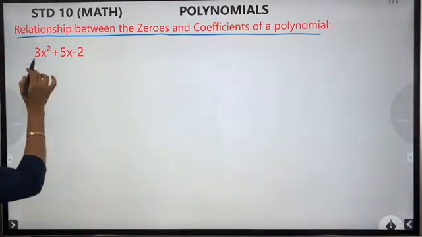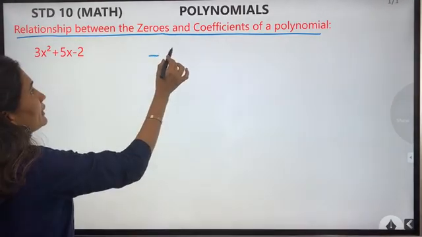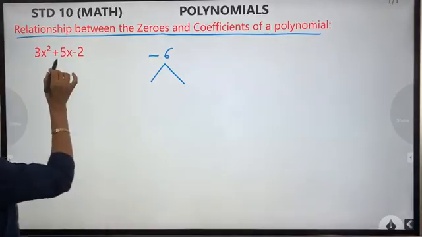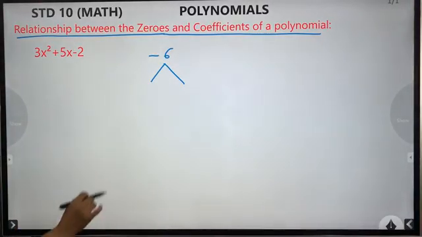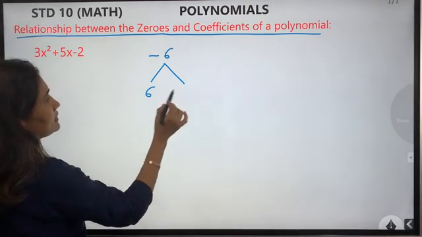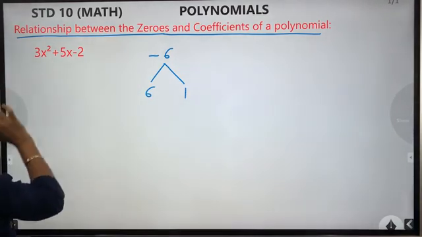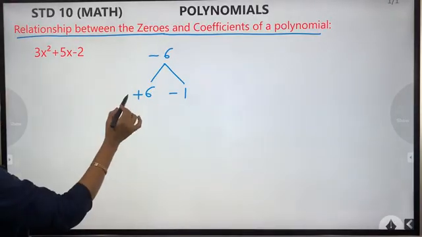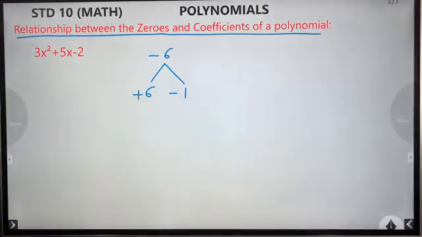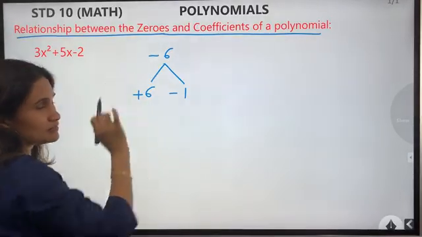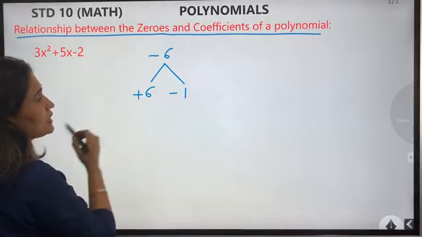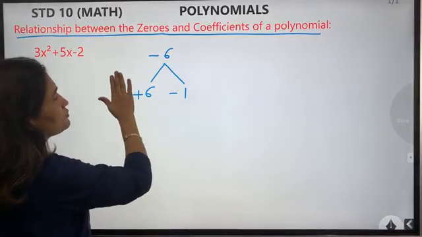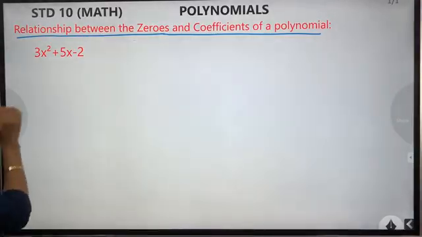So when I split the middle term, I have 3 into minus 2 is minus 6. How do I split this, children? Because I want my sum to be 5. So if I do 6 ones are 6, but I want a plus sign. So can I do plus 6 and minus 1? Because plus 6 minus 1 will give me plus 5 and plus 6 into minus 1 will give me minus 6. So these are my two terms for splitting the middle term, 6 and minus 1.